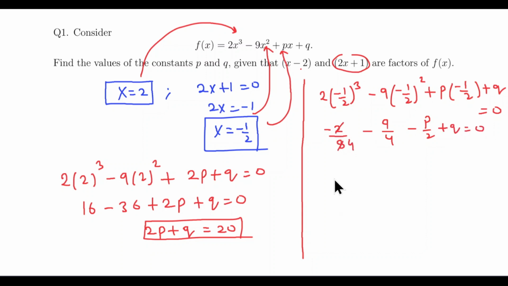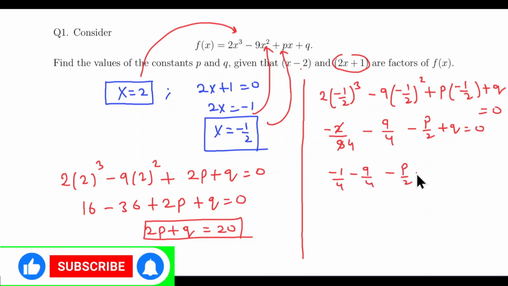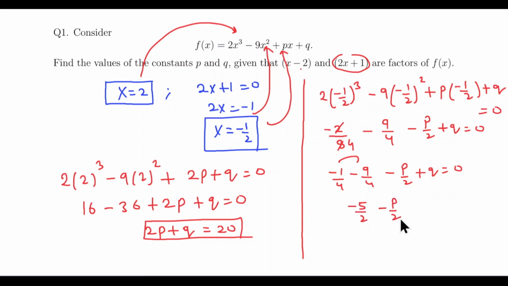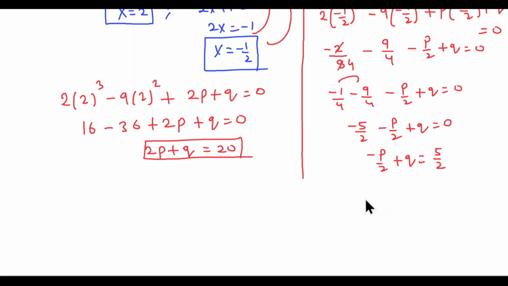2 times 4 is 8. So negative 1 over 4, negative 9 over 4, minus p over 2 plus q is equal to 0. Negative 1 minus 9 is negative 10. Negative 10 over 4 can be written as negative 5 over 2, minus p over 2 plus q is equal to 0. Let's add 5 over 2 to both sides. So negative p over 2 plus q is equal to 5 over 2. And let's multiply both sides by 2 so that it will become negative p.